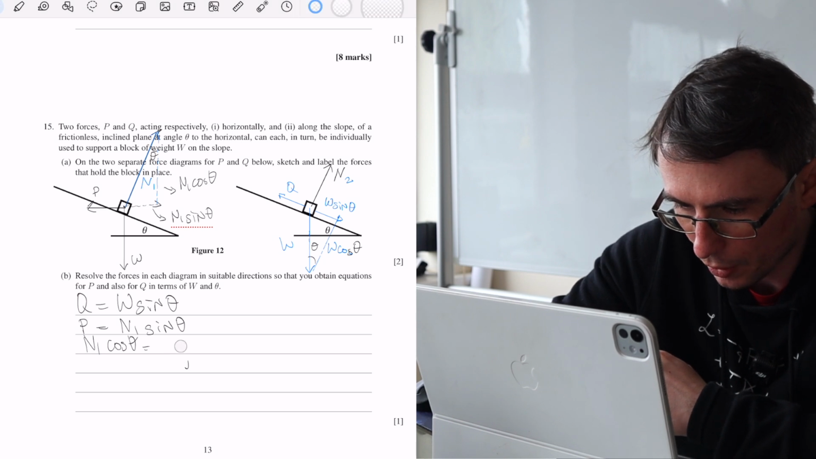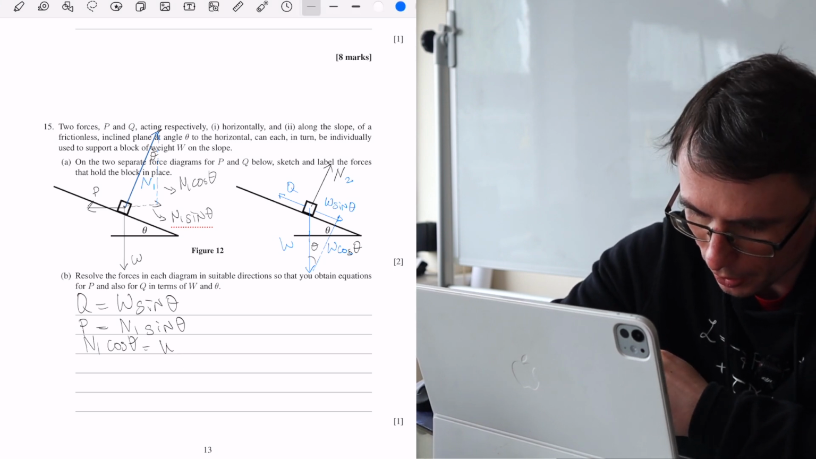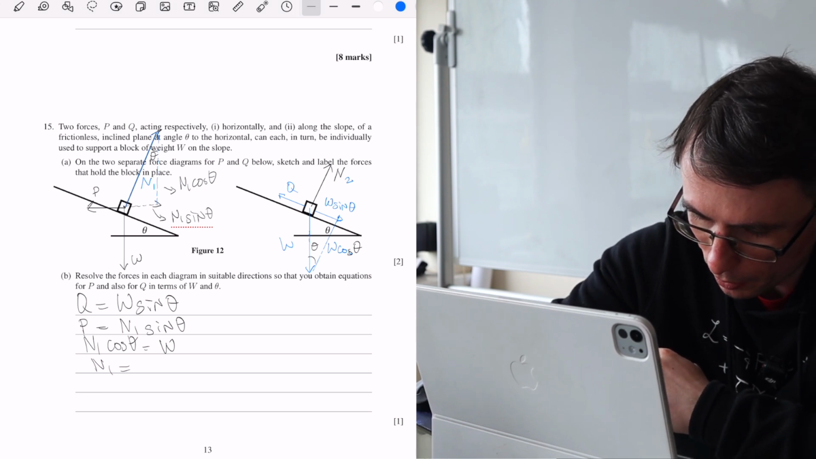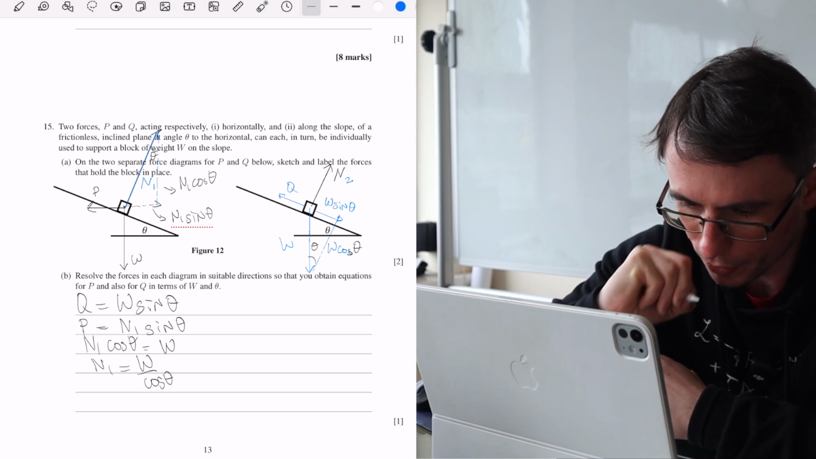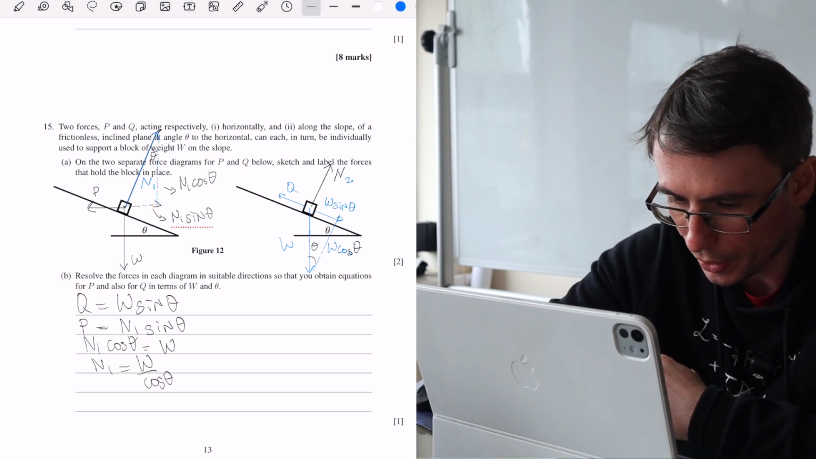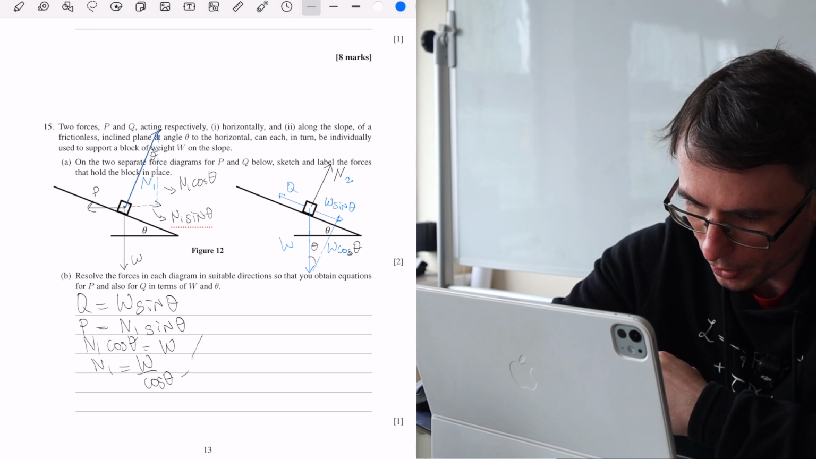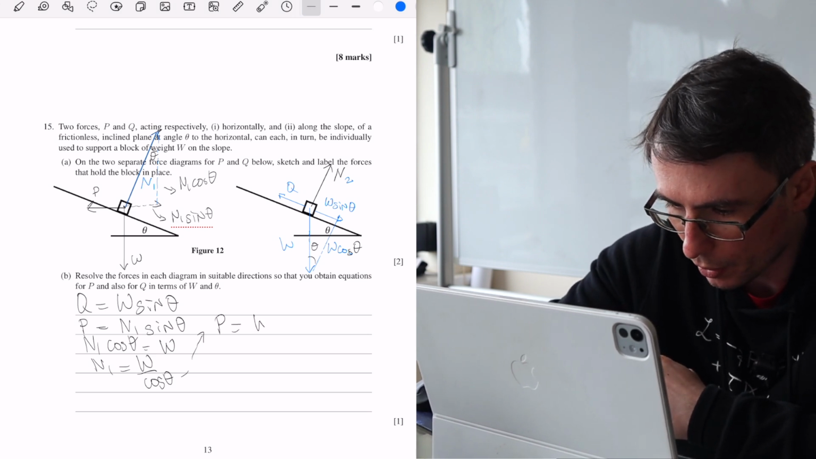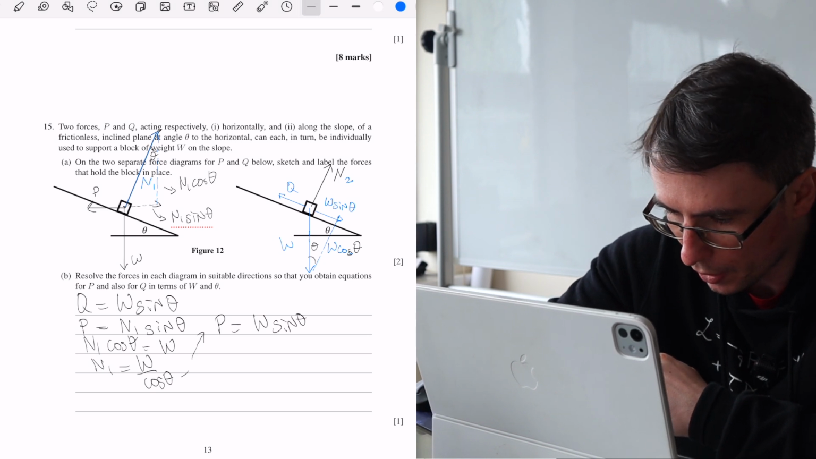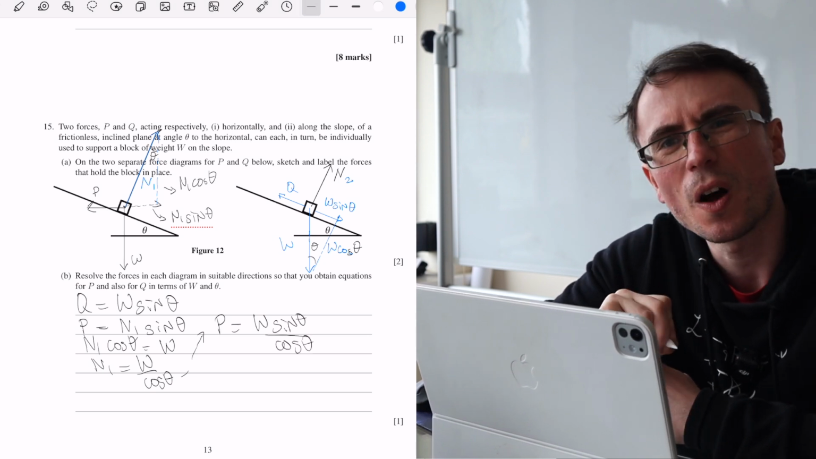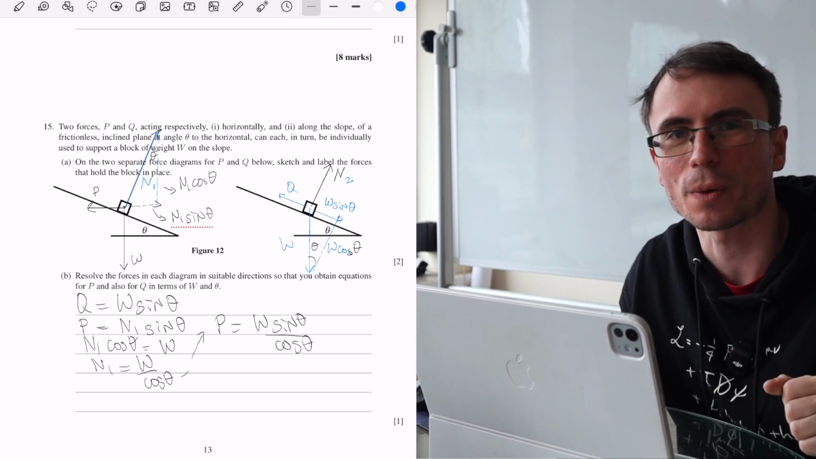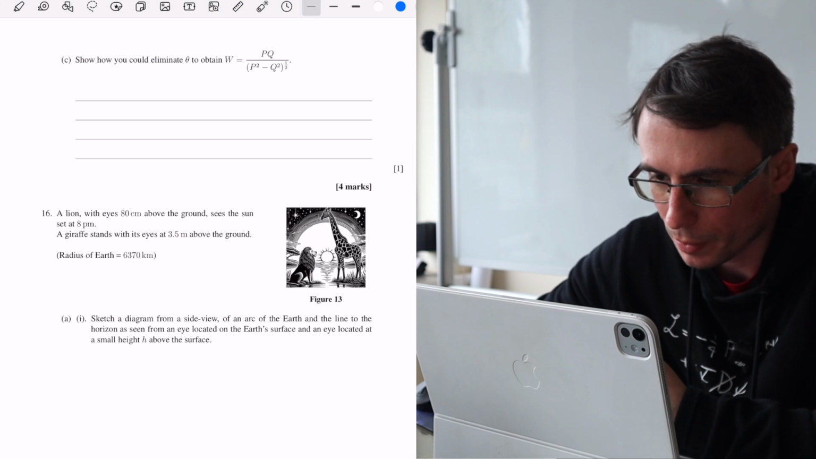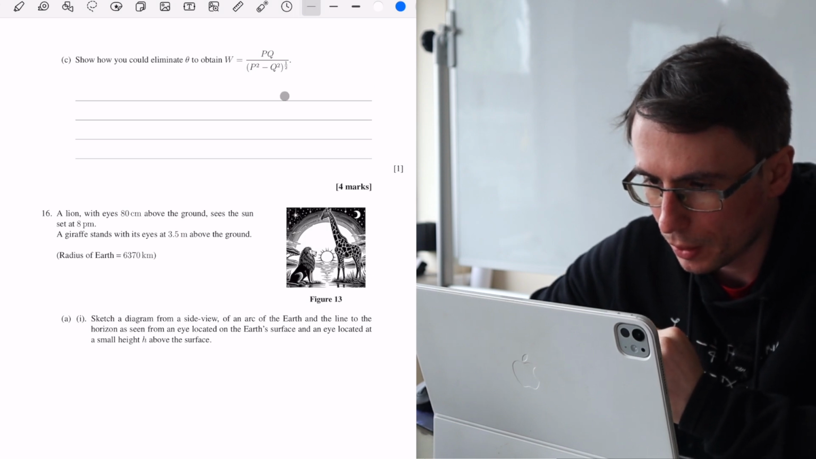Let's just write that as W, like so. Therefore, N1 is going to be equal to W over cos theta. So this means that I can plug this into here and get that P will be N1, which is going to be W sine of theta over cos of theta. I think that's right.